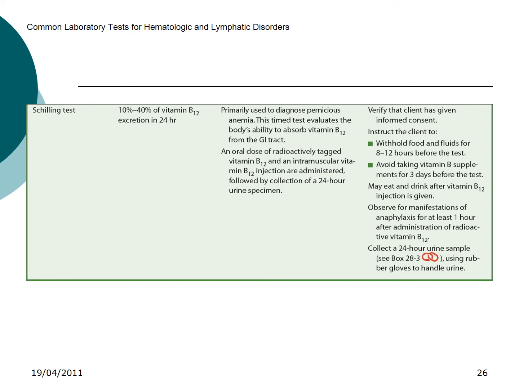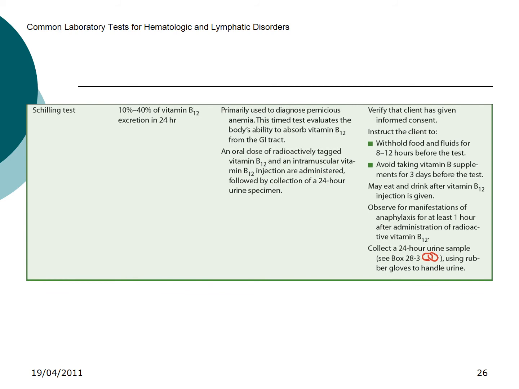Schilling's test is another test, right? Primarily used to diagnose pernicious anemia. These are very important things. Pernicious anemia. This test evaluates the body's ability to absorb vitamin B12 from the GI tract, right? So this is vitamin B12 testing. An oral dose of radioactive labeled B12 and an intramuscular vitamin B12 injection are administered, and then they're followed by collection of a 24-hour urine specimen, right?